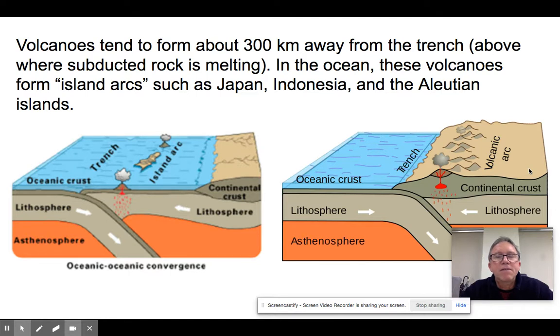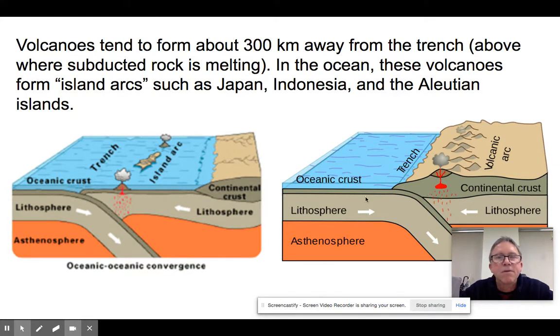Now we find that these volcanoes tend to form about 300 kilometers away from the trench. So if this is the trench, if we go about 300 kilometers in the plunging direction, that's where it's going to happen, because it takes about 300 kilometers of horizontal motion before it gets deep enough down here to where it starts to melt. All right, so we typically find, where there's a trench, if we go about 300 kilometers in, we tend to find volcanoes.